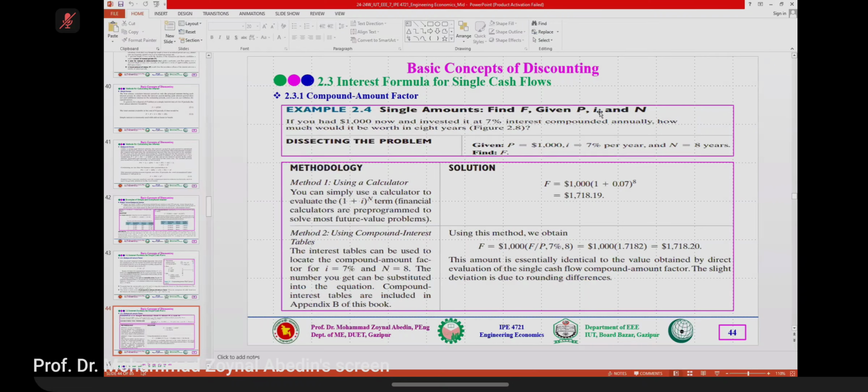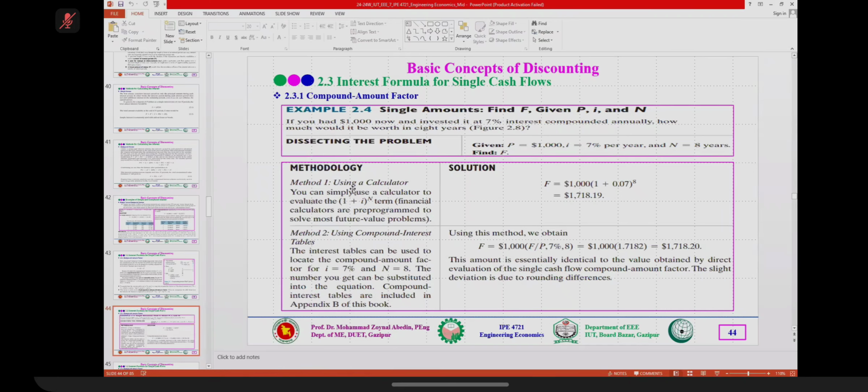Find F given P, I, and N. So the question is, if you had $1,000 now and invested it at 7% interest compounded annually, how much would it be worth in 8 years? After 8 years, how much will it be? So dissecting the problem, given P equal to $1,000, I equal to 7% per year, and capital N equal to 8 years, find future compounding value F.